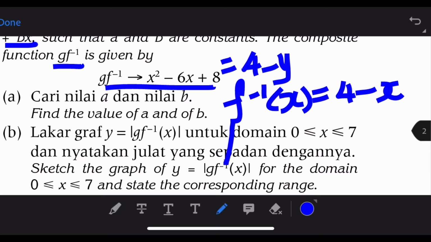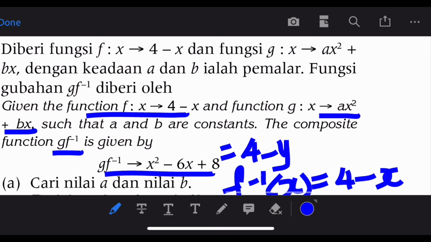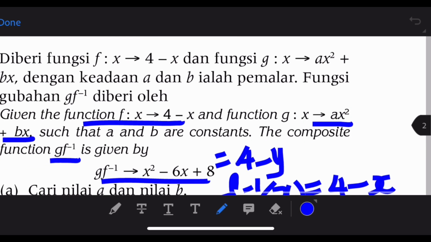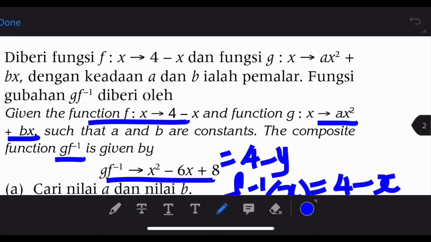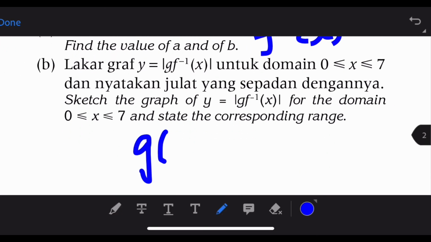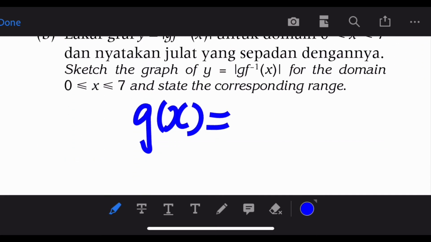So the g was given, ax squared plus bx, right? Let me do it somewhere here. Let me copy down. g(x) is given. What is the g(x) given? ax squared plus bx.